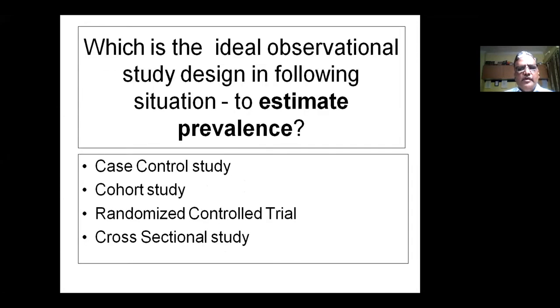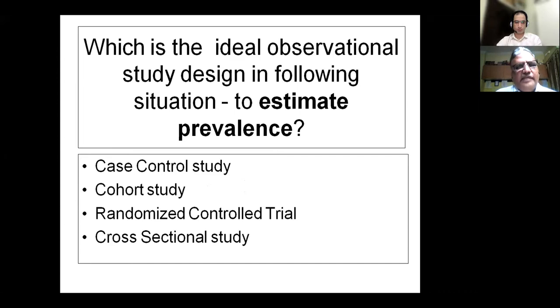Okay, so with this, Akash, if you have time, I have 5, 6 quiz questions and anybody can randomly answer them. Sure, sir. So here is the question and anybody can answer one by one. Which is the ideal observational study design in the following situation to estimate the prevalence of the disease? Cross-sectional.